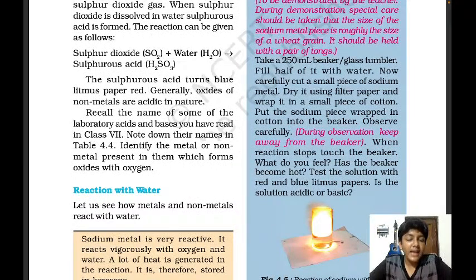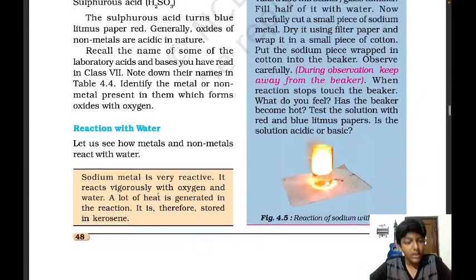So sulfurous acid turns blue litmus paper red. Generally, oxides of non-metals are acidic in nature. Recall the name of some of the laboratory acids and bases you have read in class 7. Note down. Okay. Reaction with water.